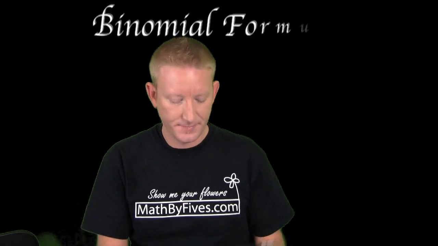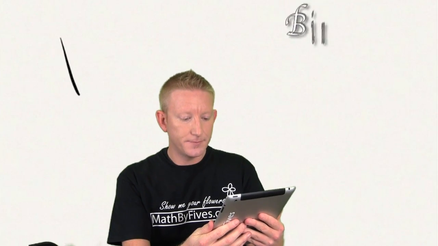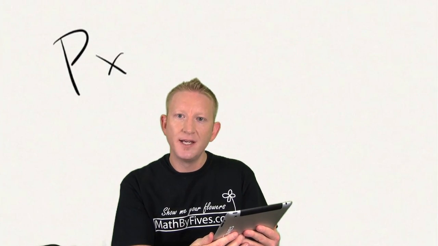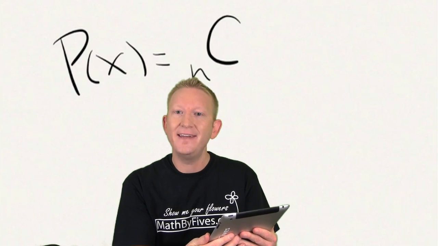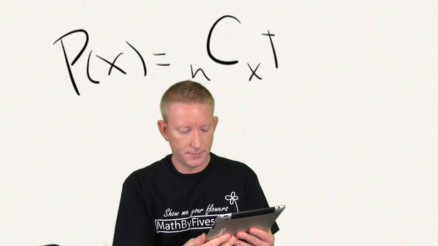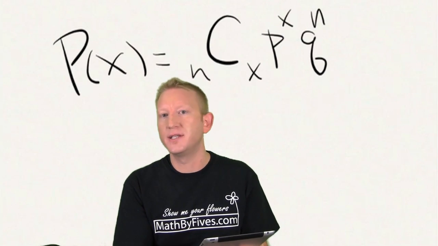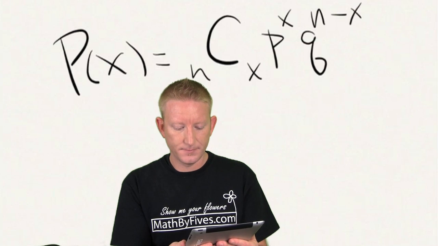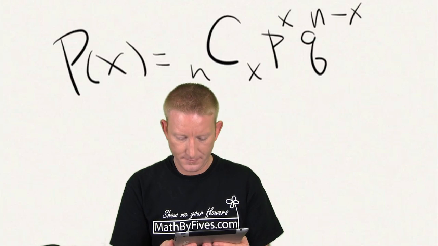Binomial formula. If we take a look at this, P of x is equal to, now what does that notation mean? Combination of n things, choose x of them, times p to the x. P is the probability of success. And that's q to the n minus x.